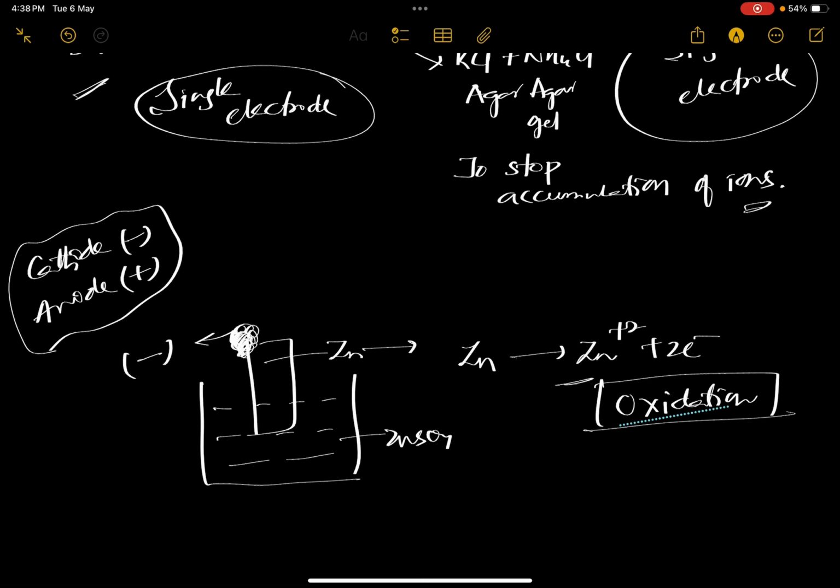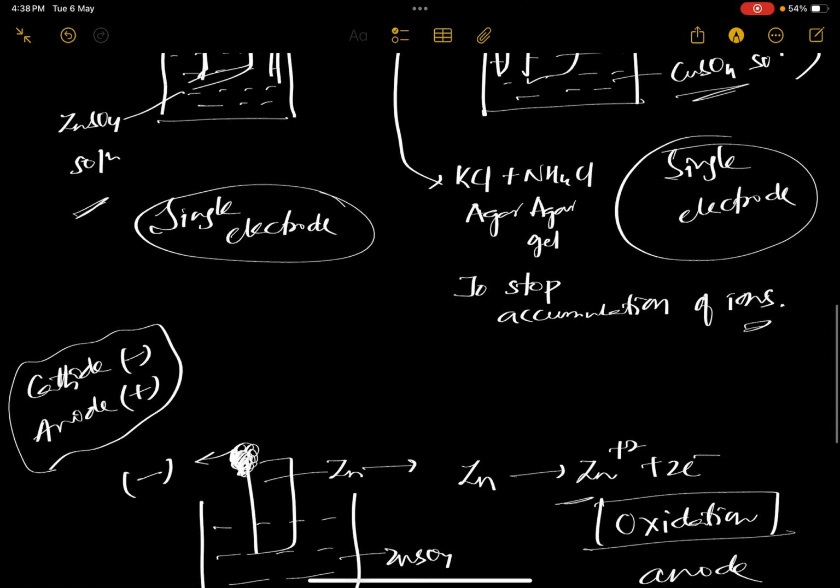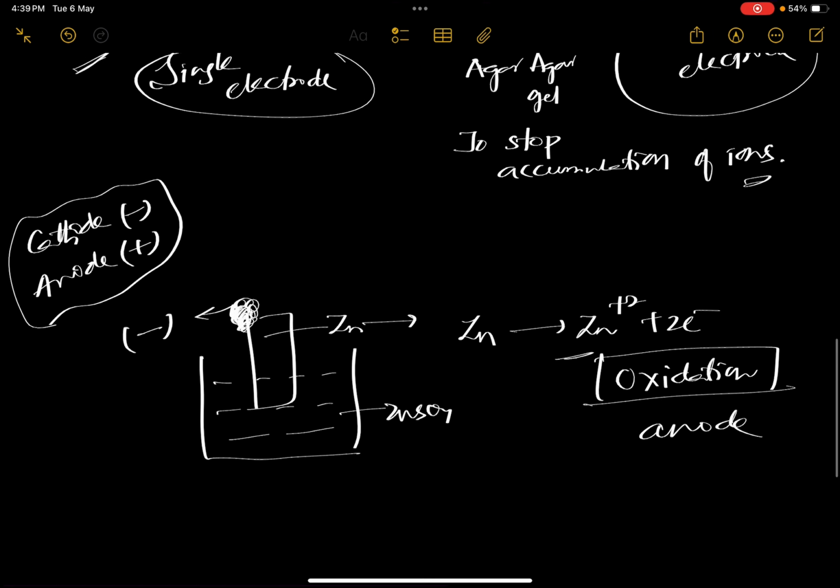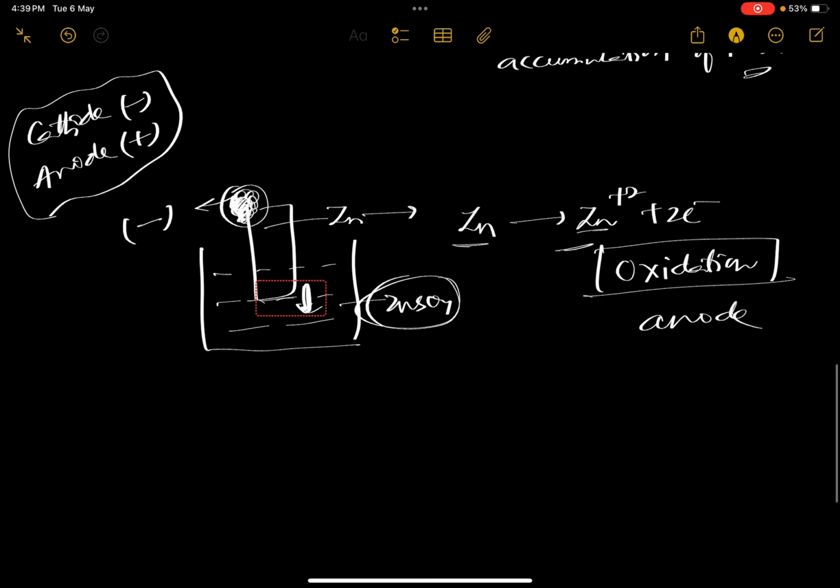Oxidation takes place at the anode, so this is called the anode. It is shown with a negative sign because electrons are there. Zinc is becoming zinc plus 2, which means zinc plus 2 ions are going to be forming here. That means zinc plus 2 is coming into the solution. Now, when zinc plus 2 ions are coming into this and electrons are there, zinc is only becoming zinc plus 2.